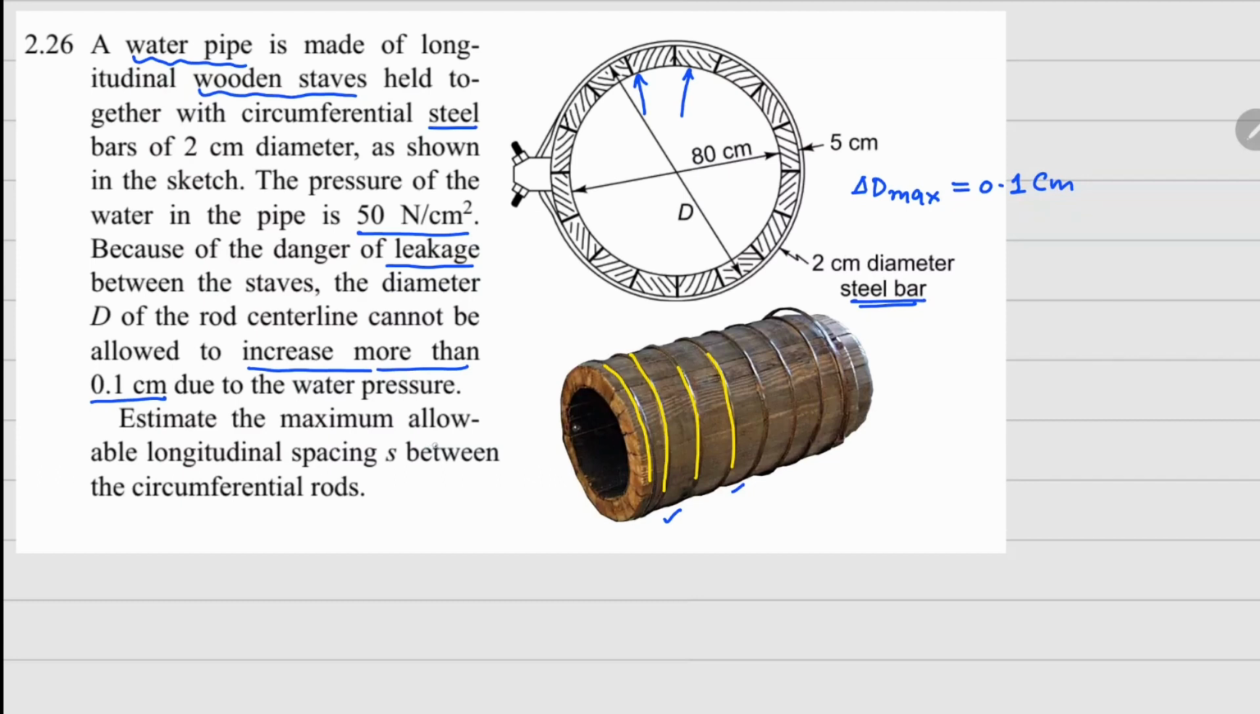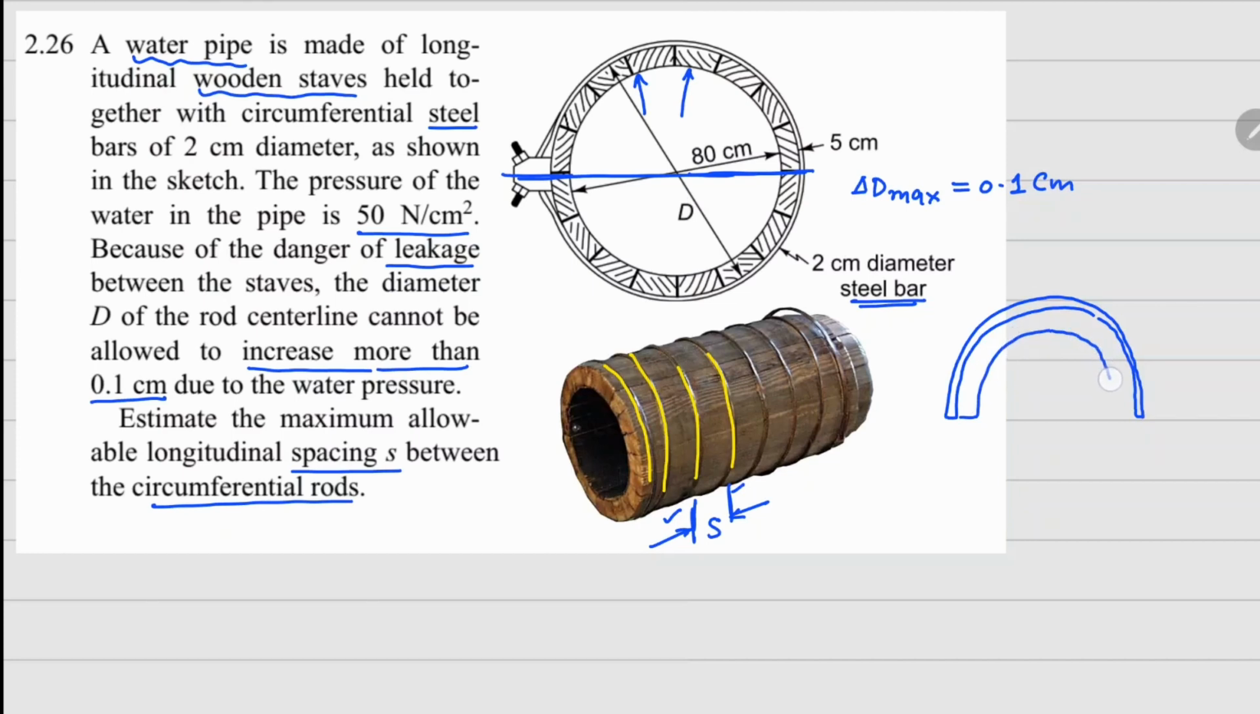We need to estimate the maximum allowable longitudinal spacing S between the circumferential rods. So if I consider two rods from this here, this is the space S that we are looking for. Now this is very similar to your example 2.7, and in that problem also we analyzed only one half of this axisymmetric body. So if I look at one half of this body, there is this steel bar that is sitting outside, and inside we have these wooden staves.